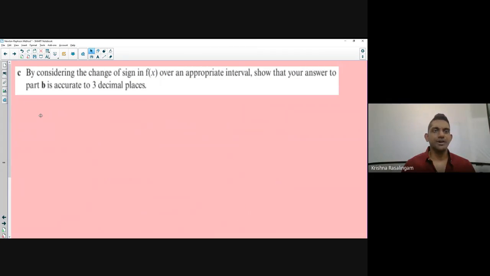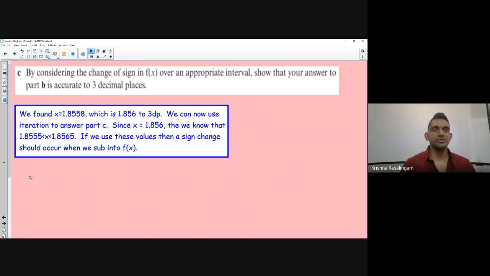So part C is by considering the sign change, show that your answer is accurate. So this is just iterations. This question in an A-level is now bringing it back to iteration. So we found x was 1.8558. When we round that, that's 1.856. That means x must be between the upper and lower bound of 1.856, which would be 1.8565 and 1.8555.